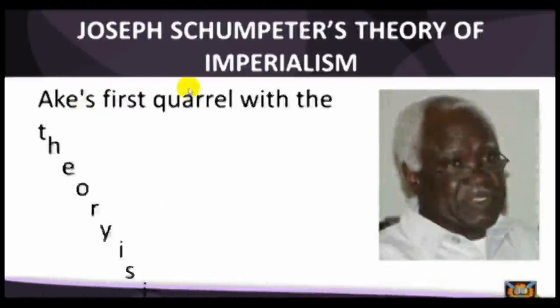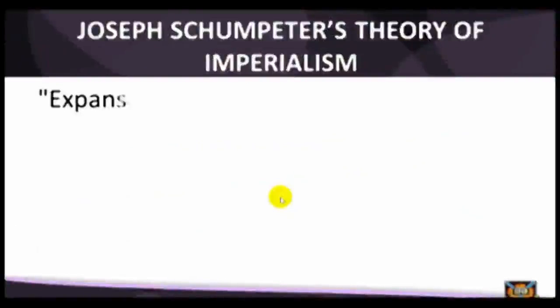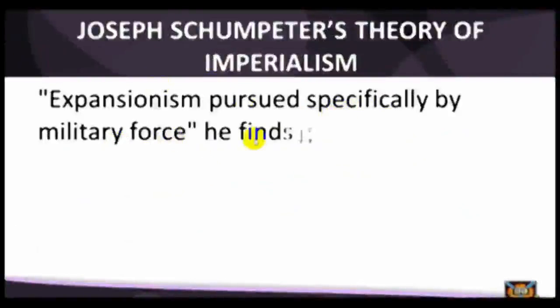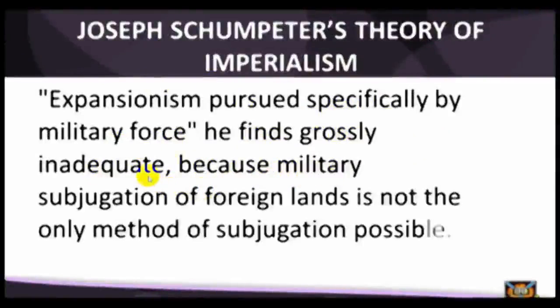Ake's first quarrel with the theory is its definition of imperialism, which was defined as expansionism pursued specifically by military force. He finds this grossly inadequate. That's talking about the definition, and this is because military subjugation of foreign lands is not the only method of subjugation possible. In fact, the same results have been accomplished through economic means.